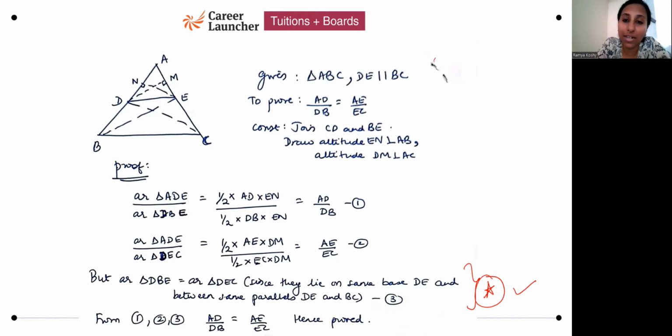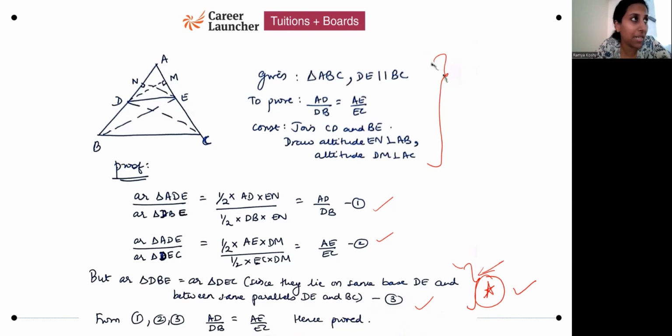And most of you do not write this properly: given, to prove, construction. All this has marks. Figure has marks. Given, to prove, construction has marks. Only 3 statements, simple proof. 1, 2, 3. 3 statements you need to remember. This third statement is the most important one, which all of you miss out on: writing the reason properly.